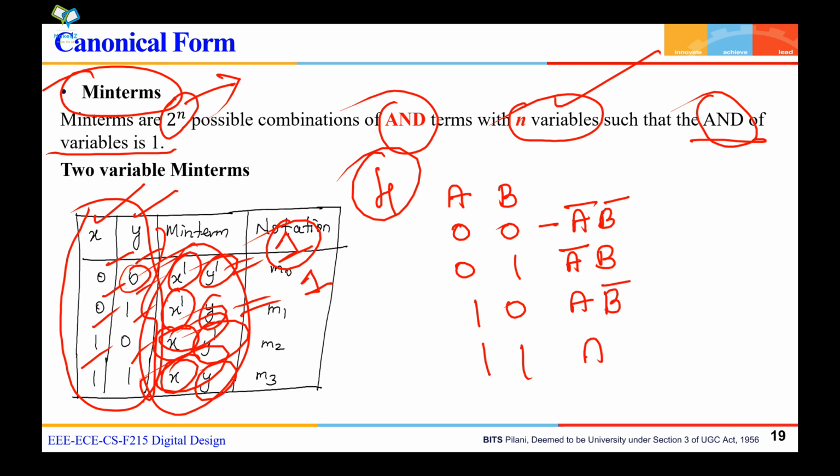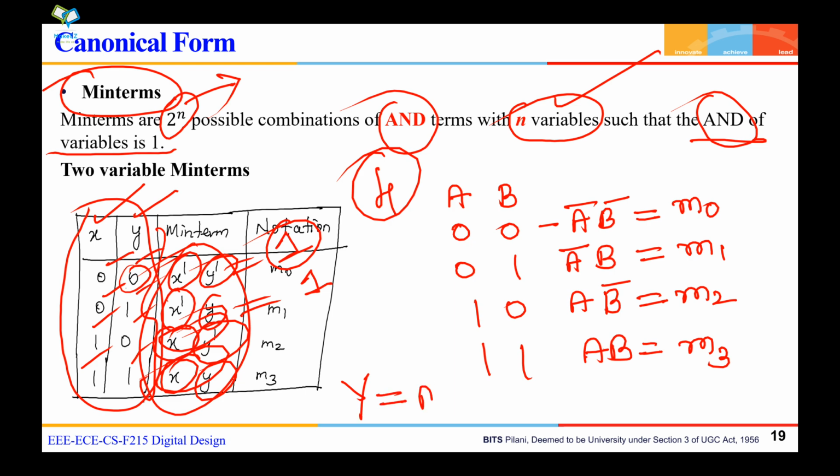This is a into b. So this is one minterm m0, another minterm m1, another minterm m2, another minterm m3. Right? So any Boolean equation, when you write a Boolean equation, suppose you have something like ab bar plus a bar b.